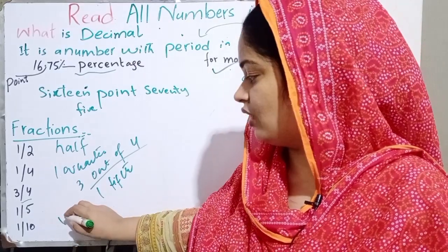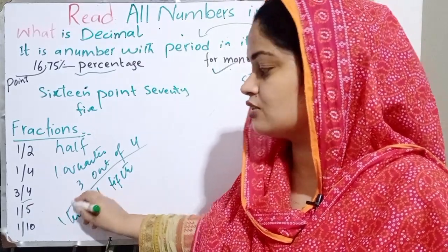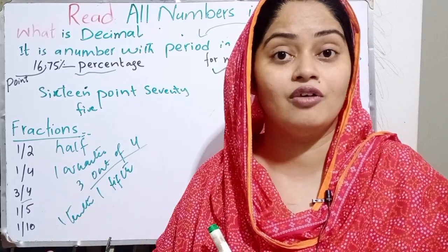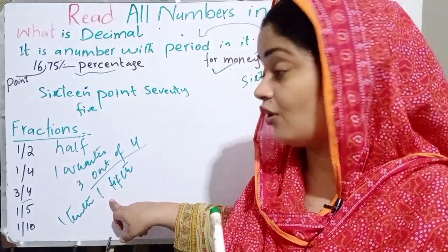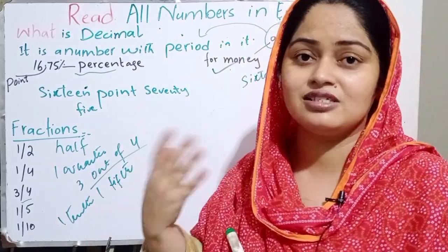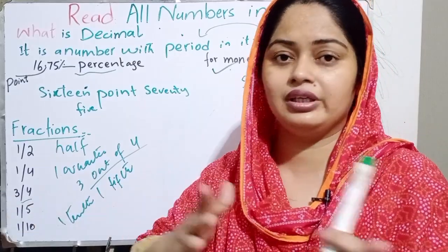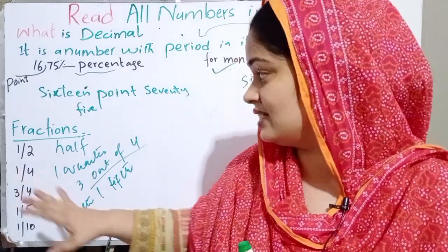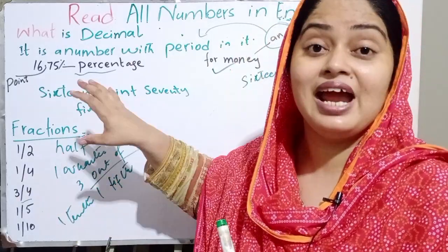1/10. You could also say 1 out of 10. 1 out of 5. The best and easiest way is you can say 1 out of, 3 out of, 2 out of 4. So this is the rule to say and to read fractions.